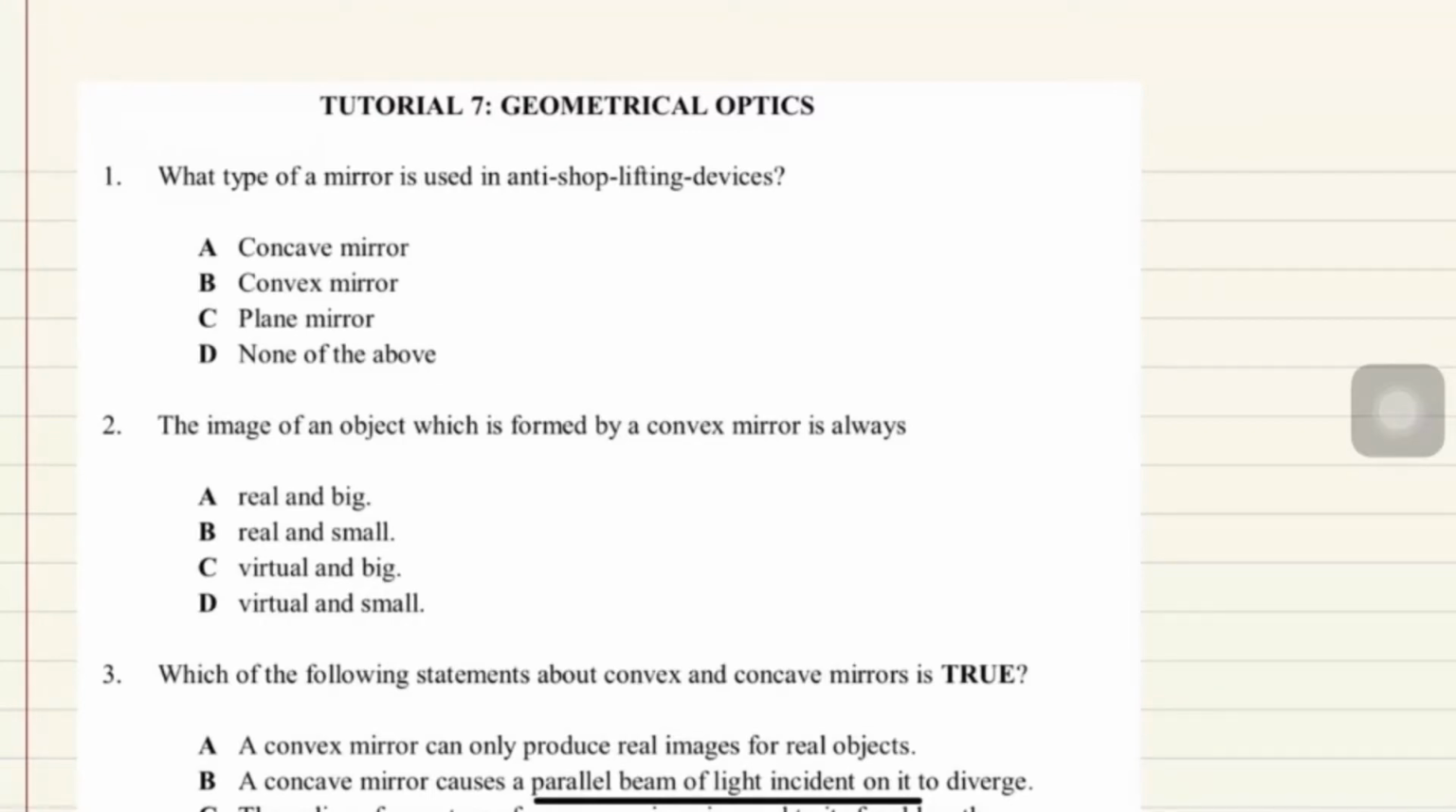Convex, correct? Convex, okay? So this is a convex mirror, the one that we use inside shops, at the roadside and so on. Okay, the main reason why do you use convex? Okay, my question: why do you use convex mirror? What are the characteristics of the image for a convex mirror?